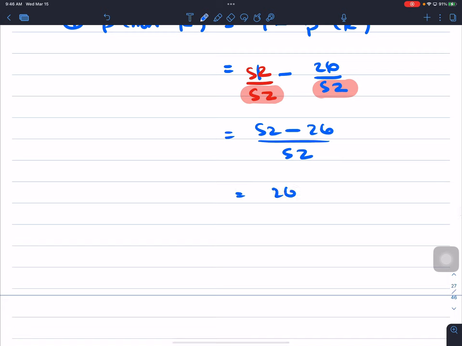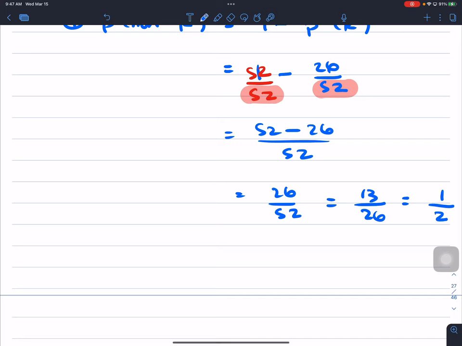26 out of 52 becomes what? It will be 13 over what? Oops. Remember, do that division by 2. 2 goes into 26 13 times. 2 goes into 52 26 times. And then 13 goes into 13 once. And 13 goes into 26 twice.